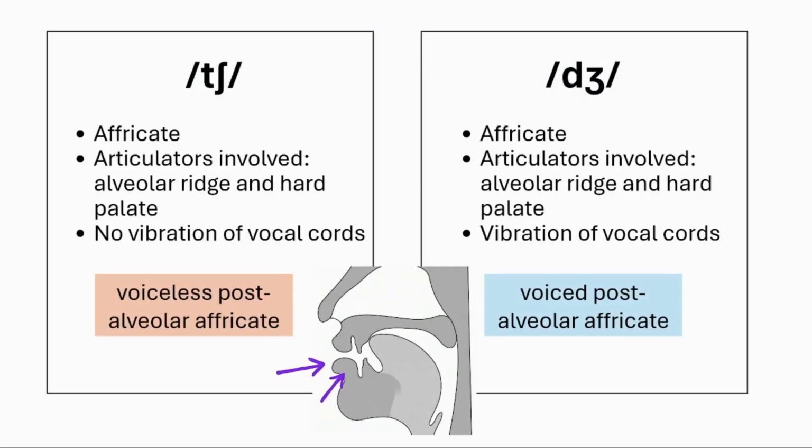As we can see in this pair of affricate sounds, the articulators involved are the alveolar ridge and the hard palate. In the case of the first one, the voiceless one, there is no vibration of the vocal cords. That is why this sound is called the voiceless postalveolar affricate. In the case of its counterpart, the sound j, there is vibration of the vocal cords, and this is why the sound is called voiced postalveolar affricate.